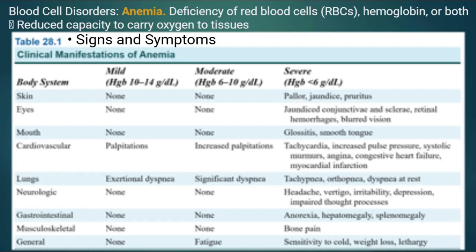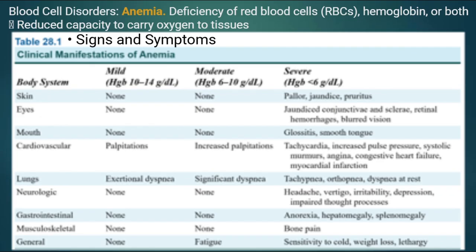Anemia does not look the same in every patient. It depends on how low the hemoglobin is and how quickly it drops. The table here breaks symptoms into mild, moderate, and severe anemia. With mild anemia, hemoglobin levels around 10 to 14 g/dL, many patients may have no obvious symptoms. Sometimes they might experience palpitations or shortness of breath only with exertion, like climbing stairs.